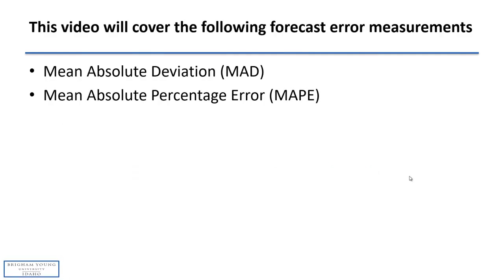Like many things in life, it's important to measure our performance so that we know where we can improve. It's no different with forecasting, and so we're going to look at a couple of basic methods for measuring our forecast accuracy. One of which is mean absolute deviation. The other is mean absolute percentage error.